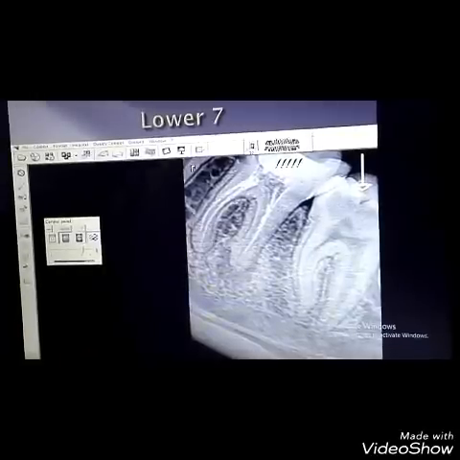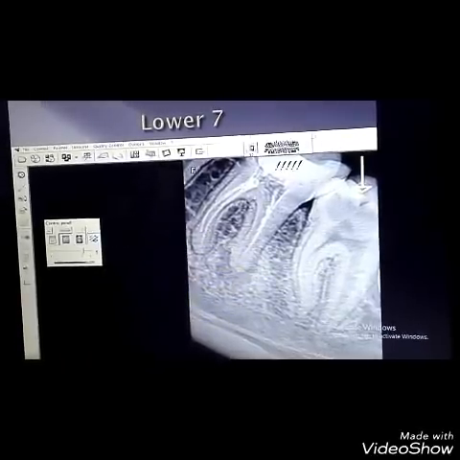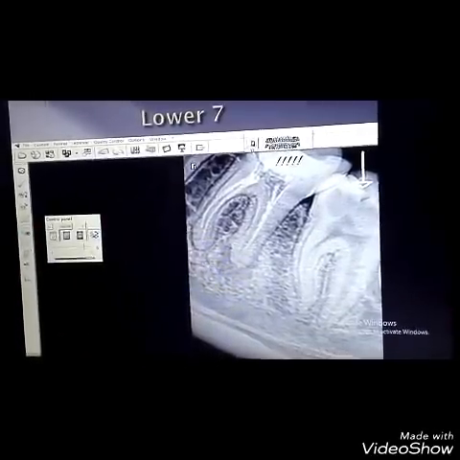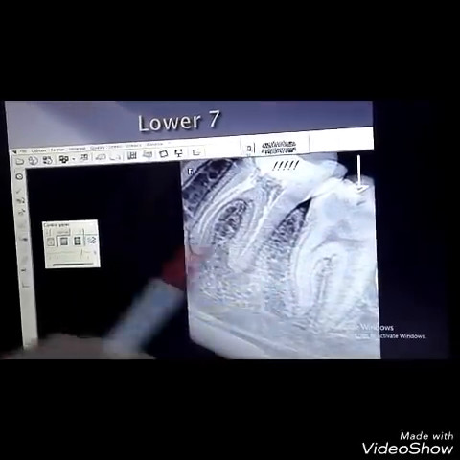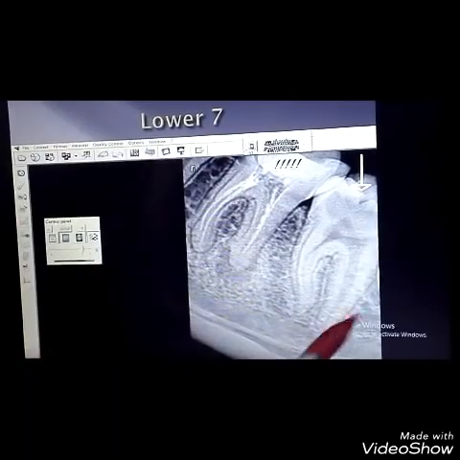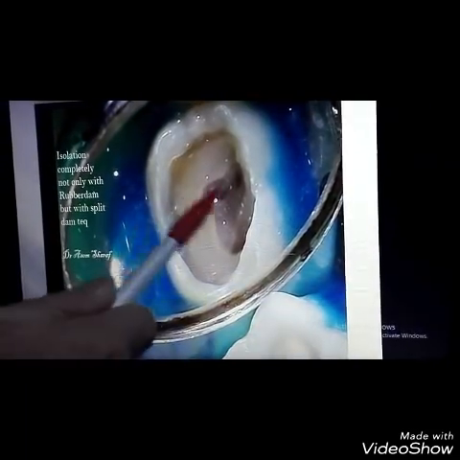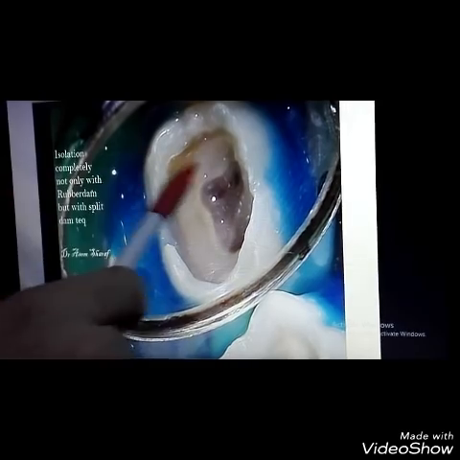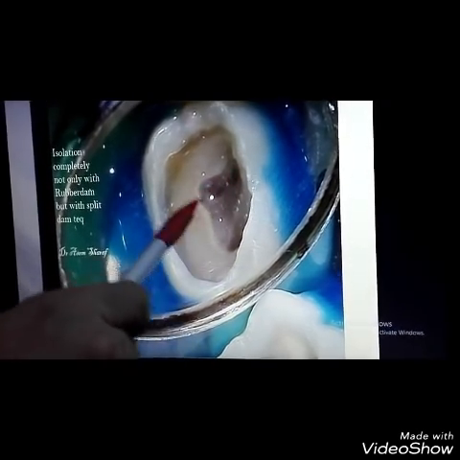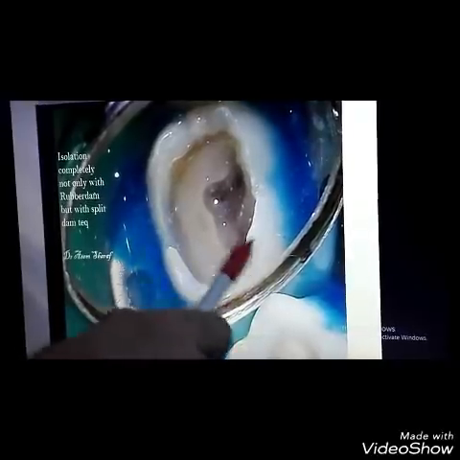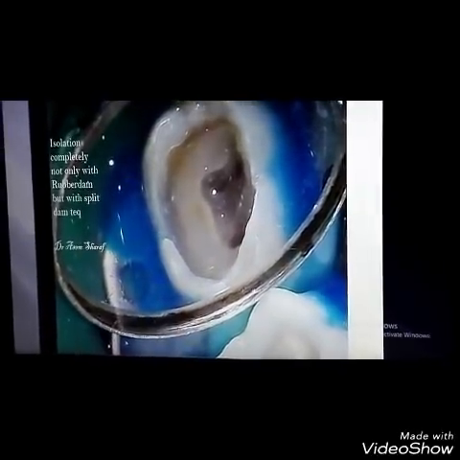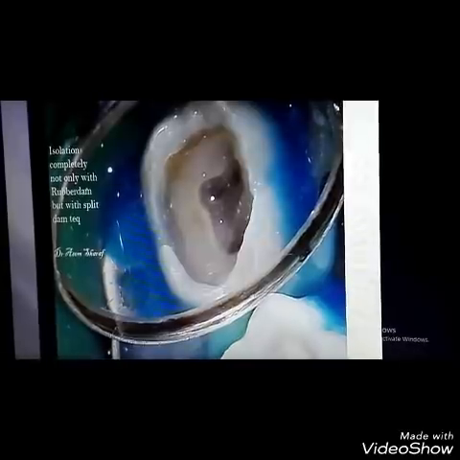Look at this one, lower seven. What do I see here? See here also two lamina dura. There are two canals here, and one big canal. But see the access cavity: mesobuccal, mesolingual, draw a line. At the middle of my line, there is a canal. So exactly, there are three canals.